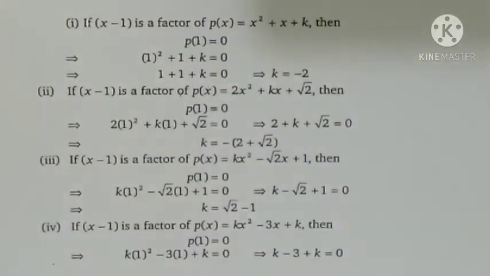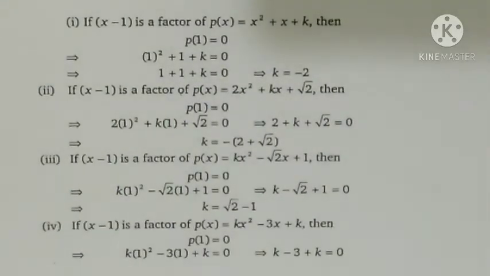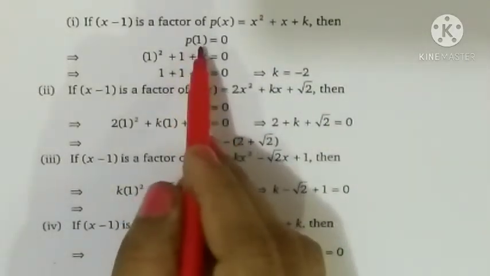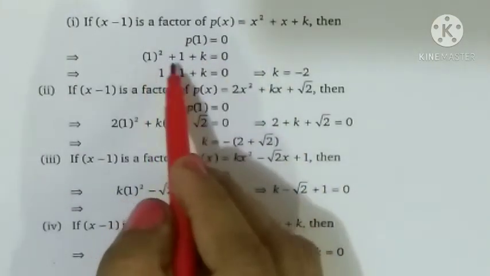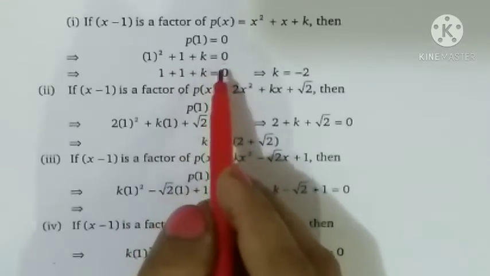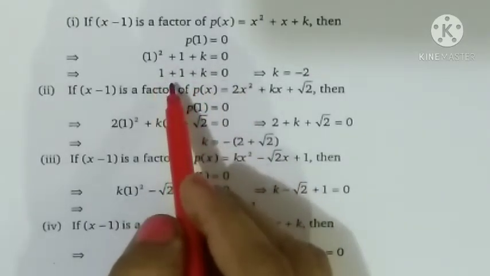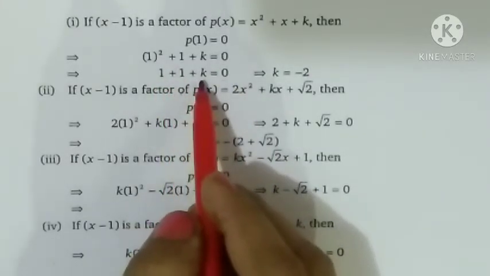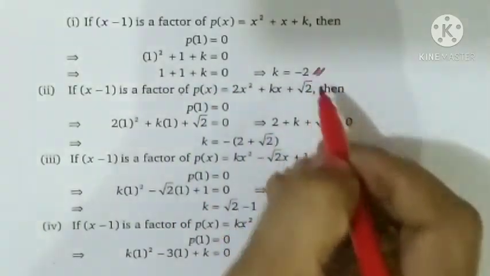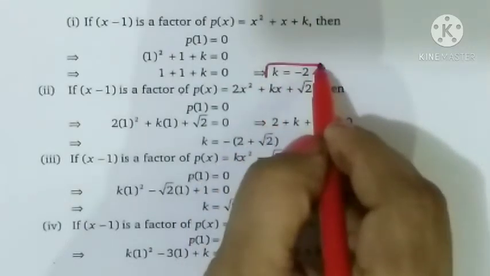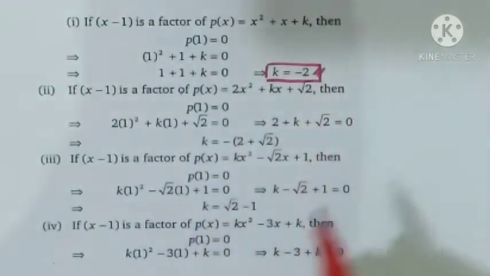If x minus 1 is the factor of p of x equal to x square plus x plus k, so what is the meaning of this one? p of 1 equal to 0. So we are putting the values here. 1 square plus 1 plus k equal to 0. What is 1 square? 1 only. So 1 plus 1 plus k equal to 0. That means k equal to minus 2. We got the first answer. k equal to minus 2.